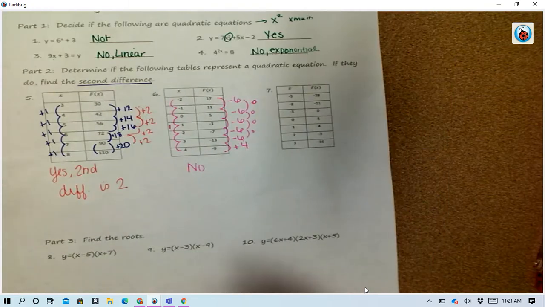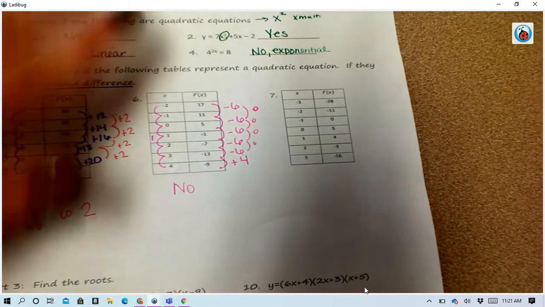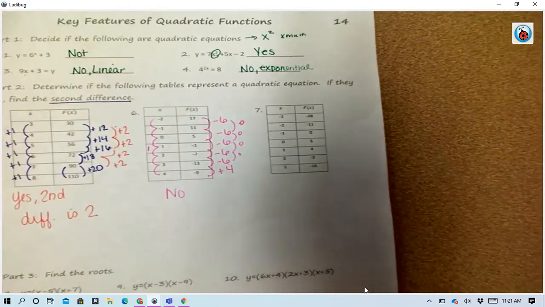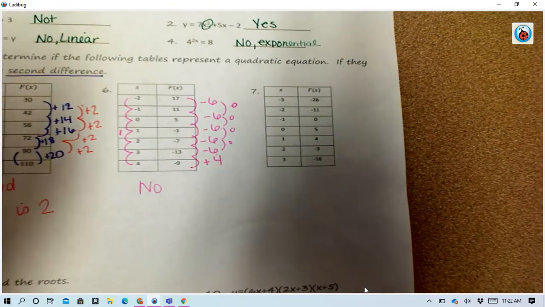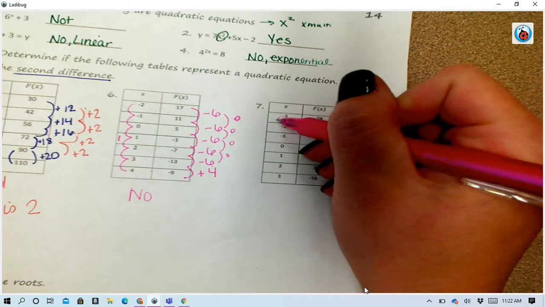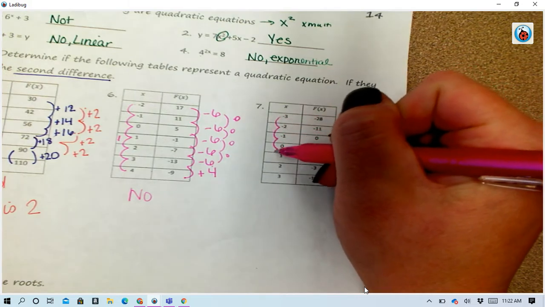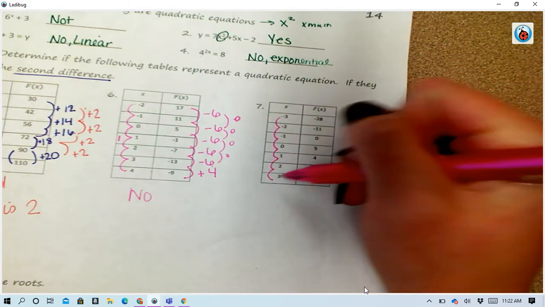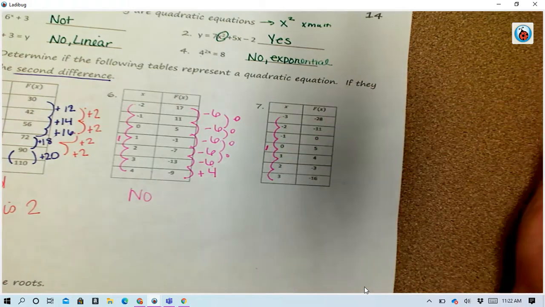Taking a look at number 7, I gotta get this to refocus. So same thing, if you want to give that a shot by yourself, you can. So again, I notice the x's are all increasing by 1, so I just do this.